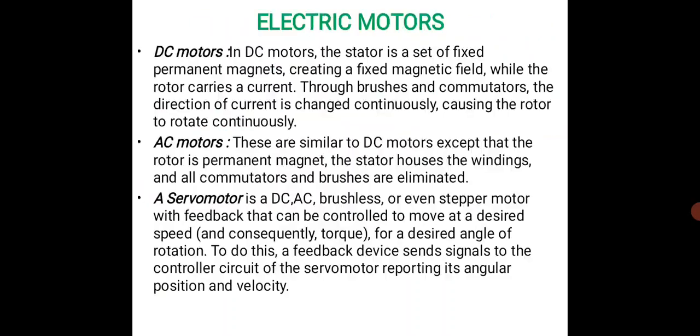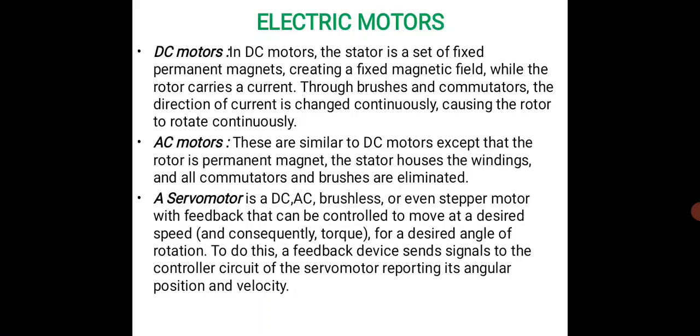And coming to these electric motors, as we have discussed already, this can be a DC motor, an AC motor, or a servo motor. In the DC motor, the stator is a set of fixed permanent magnets which create a fixed magnetic field, while the rotor carries a current. Through the brushes and commutators, the direction of current is changed continuously, which makes the rotor rotate continuously. The AC motor is very similar to the DC motor, except that the rotor is a permanent magnet. The stator houses the windings and all commutators and brushes are eliminated.